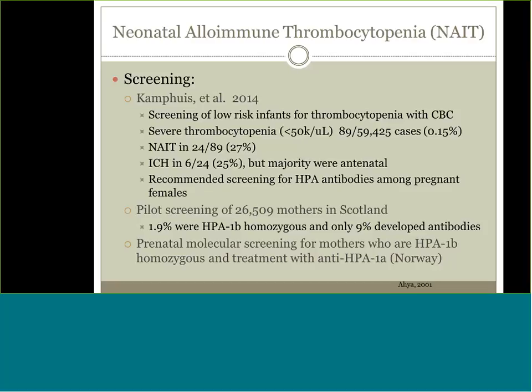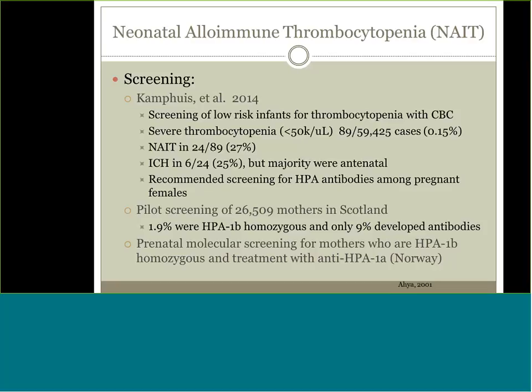And they found severe thrombocytopenia, so platelet count less than 50, in only about 0.15% of infants. Of those, about a third, it was because of NAIT. They finally identified that this was due to an antiplatelet antibody. And in about a quarter of those, they had intracranial hemorrhage. Because there was such a high proportion of infants that had intracranial hemorrhage, at the conclusion of this, they recommended screening for HPA antibodies among all pregnant females, not even waiting to get to the thrombocytopenia in the newborn. That was too late. We'd already missed the boat there.